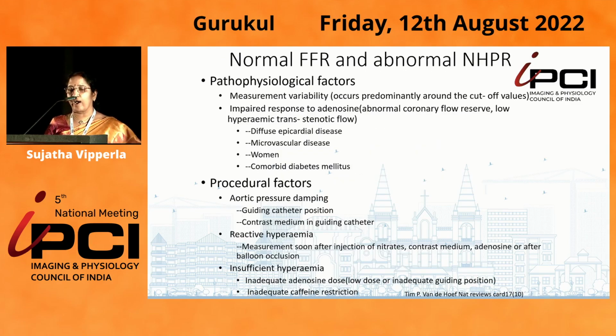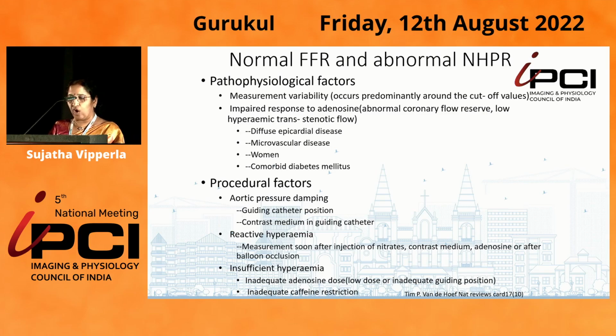So again, if you have a normal FFR, abnormal NHPR, you have to consider the procedural factors, which I already told you, avoid pressure damping, and hyperemia. If you're making measurements even before the hyperemia has set in, your FFR value will not be correct. And maybe you have an insufficient hyperemia due to an inadequate dose or an inadequate caffeine restriction.